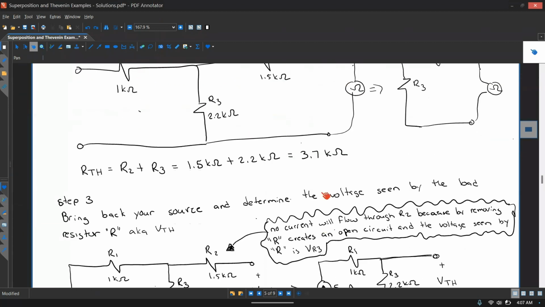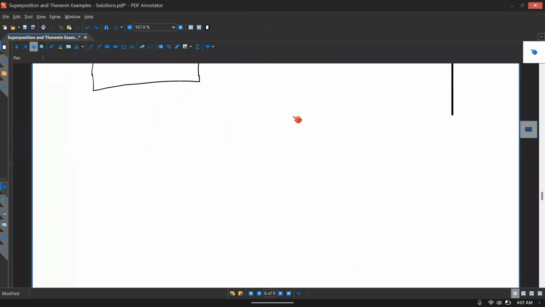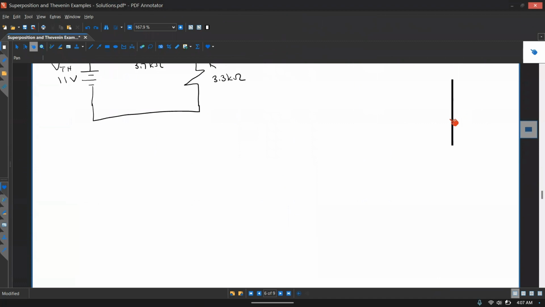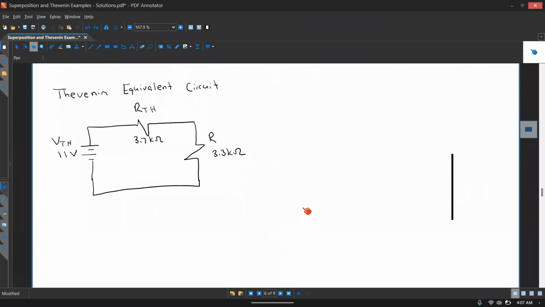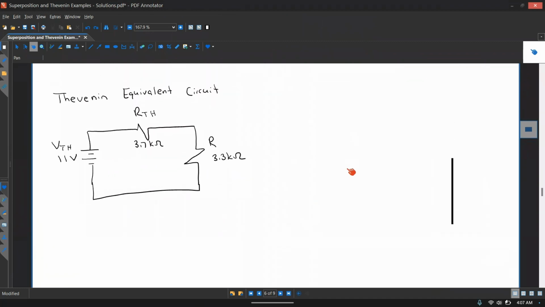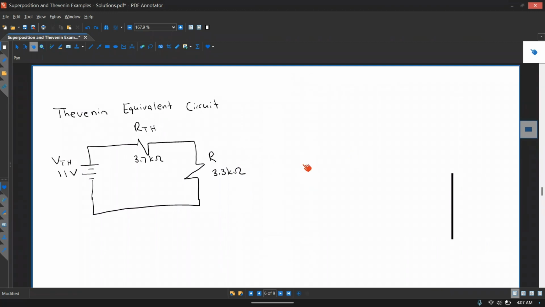And that's pretty much it for that example. I don't think I have anything else to say about this one, but yeah, that's pretty much it. That's all you do. It's just 3 to 4 simple steps.